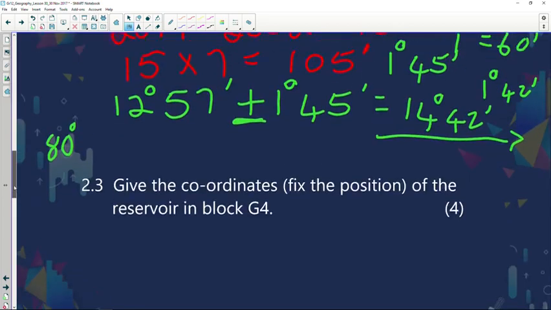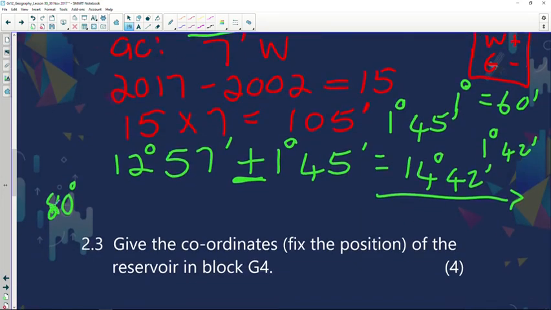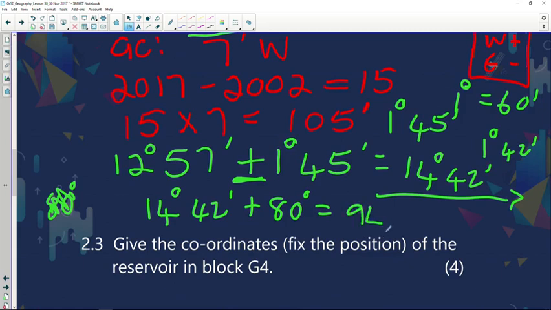Now if we look at our formula, what do we need to do? We take our magnetic declination plus true bearing. In this case, it's going to be 14 degrees 42 minutes plus our true bearing is 80 degrees. So the correct answer will be 94 degrees 42 minutes west. And that's how you do magnetic bearing.